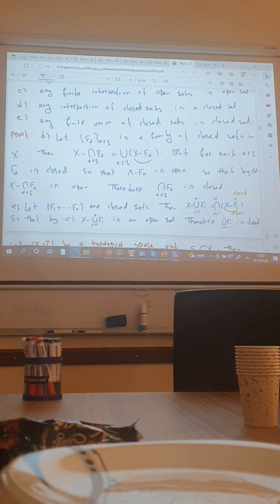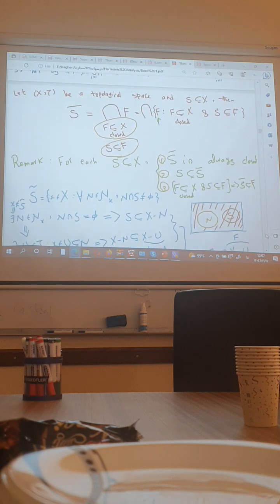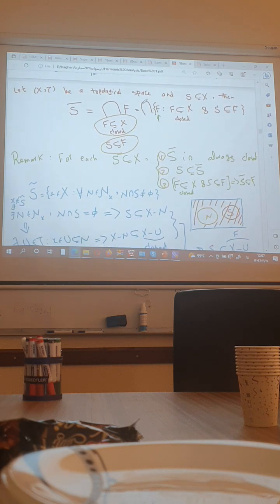Yes, this is a closed set, and this intersection must be closed. So that S bar always is closed. S may be closed or not closed, but S bar is always a closed set. And S is a subset of S bar, because all of these contain S. All of these F contain S, so that this intersection must contain S. S is a subset of S bar.